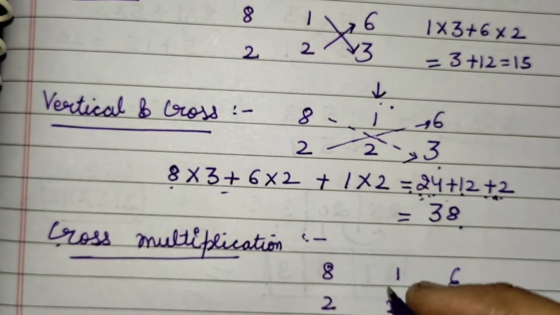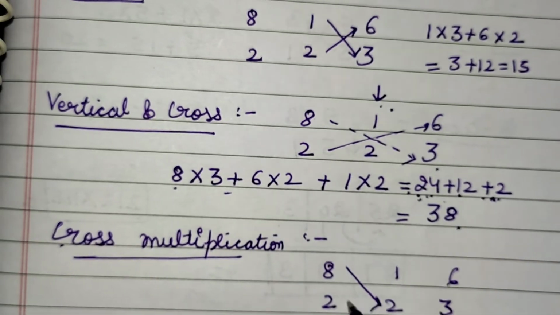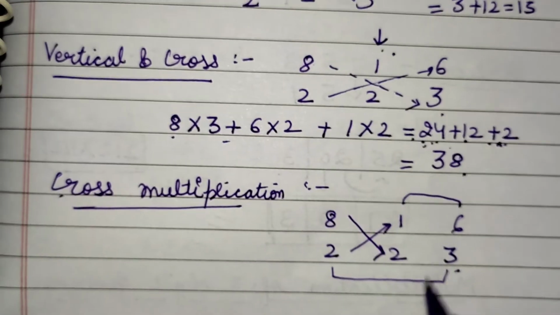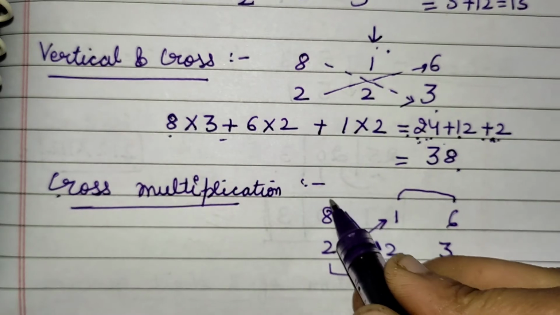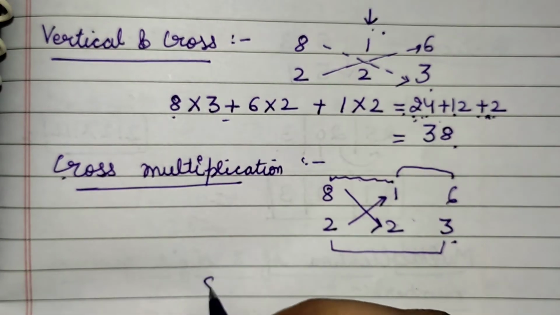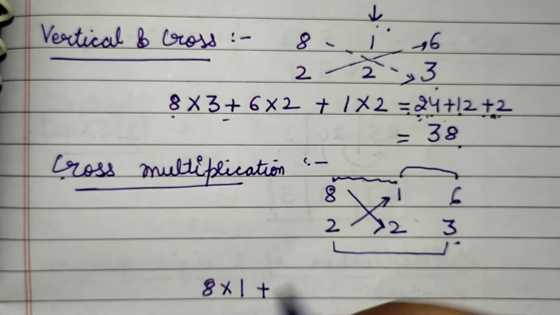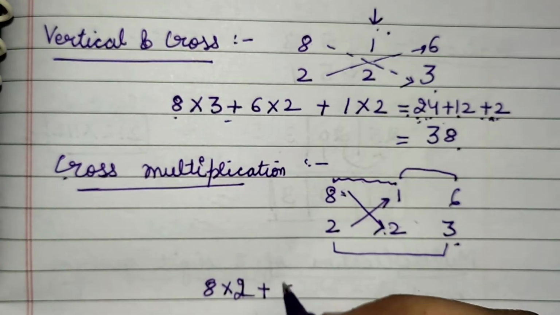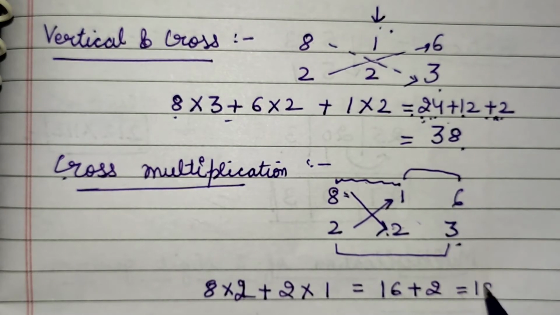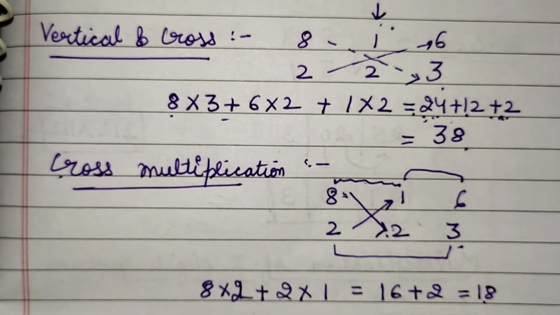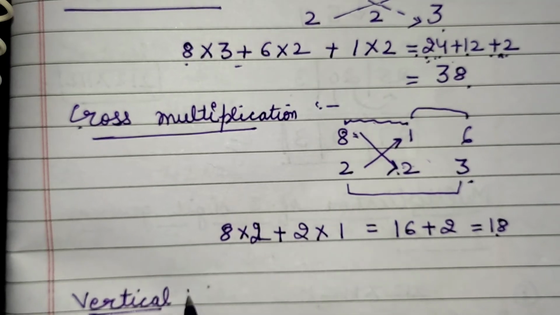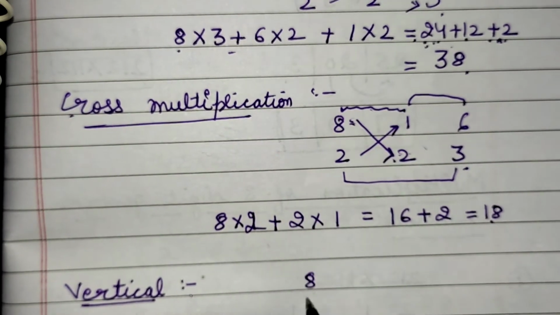Okay, so this time we will do cross multiplication of these two digits, because we have done cross multiplication of these two and of these two digits, but we have not done it for these two digits. So this time we will do cross multiplication of the first and second digit. 8 into 1, 8 into 2 plus 2 into 1, which will give you 16 plus 2, which is equal to 18, right?